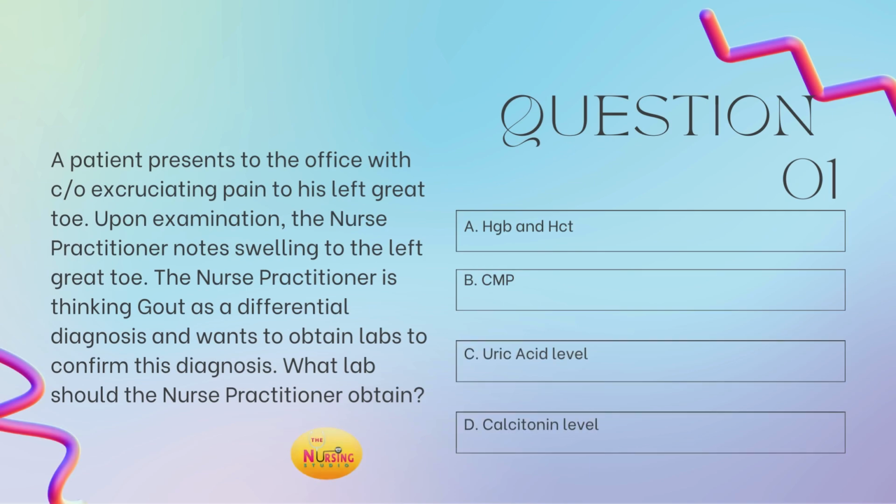Question number one states, a patient presents to the office with complaints of excruciating pain to his left great toe. Upon examination, the nurse practitioner notes swelling to the left great toe. The nurse practitioner is thinking gout as a differential diagnosis and wants to obtain labs to confirm this diagnosis. What lab should the nurse practitioner obtain? Is it A, a hemoglobin and hematocrit, B, a CMP, C, a uric acid level, or D, a calcitonin level? Take a moment to tell me what you got in the comments, you guys.